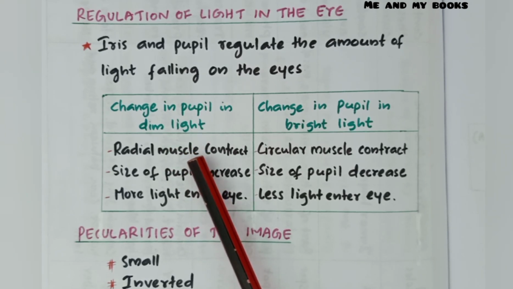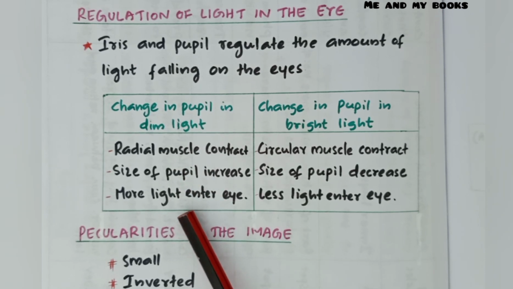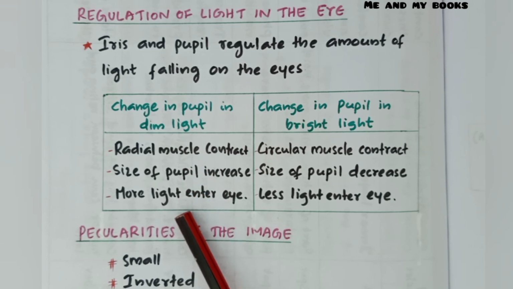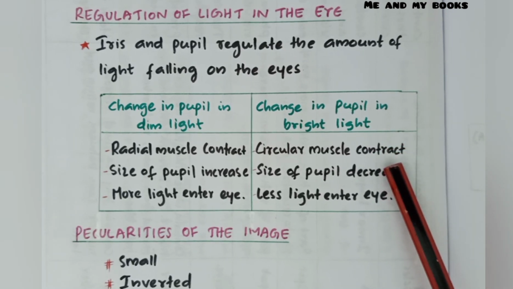Size of pupil increases. More light enters the eye. As there is dim light outside, we need more light. So radial muscle will contract, pupil size increases, so more light enters the eye. Then, change in pupil in bright light.